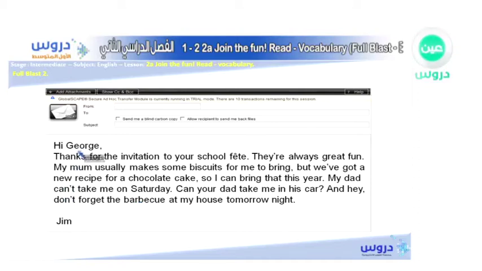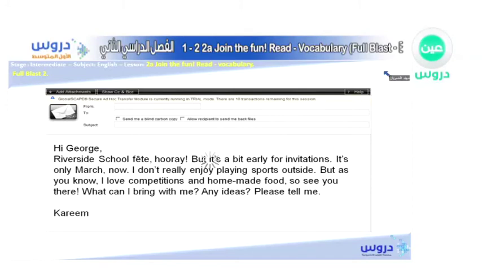Jim. So this letter was addressed to whom? It was addressed to George. But from whom? Who wrote this email? That's right, the one who wrote this email is Jim. So when you write an email to your friend and you say hi and mention their name, then you should sign it with your name, so that they will know who is the sender. Okay, so this is the letter from Jim. We're going to come back to it quite soon.